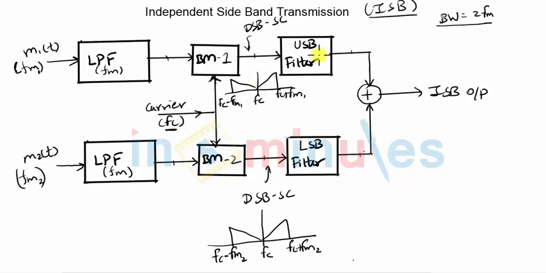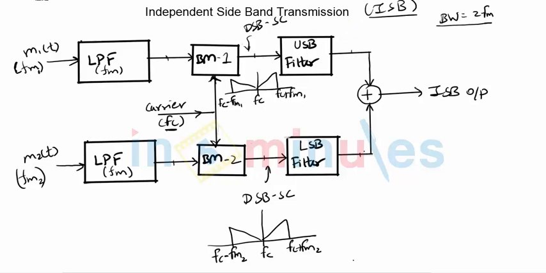Okay, now comes a very important stage in the system, the filters. If you read the names, the first one is the USB filter. It stands for upper sideband filter. And the second one is the LSB filter, which stands for lower sideband filter.